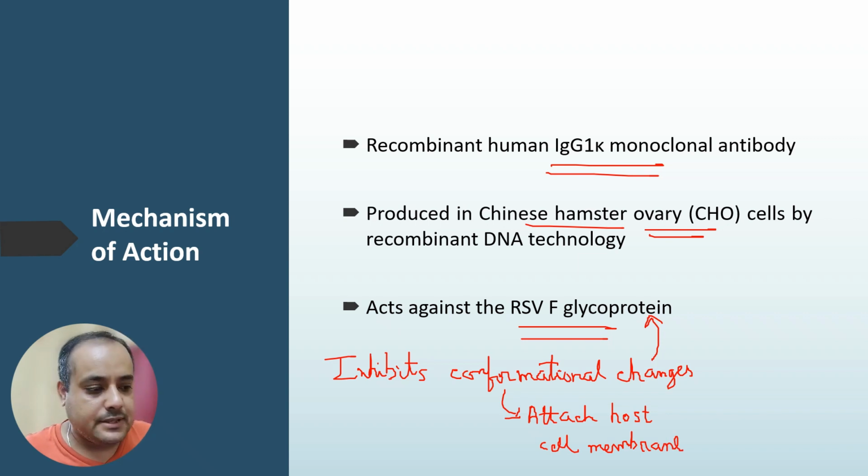So if this conformational change is being inhibited, then this attachment to the host cell membrane is not going to happen. And if the virus cannot attach itself to the host cell membrane, that means the virus cannot establish the infection, because the first step to establish the infection is to attach itself to the host cell membrane. Okay.